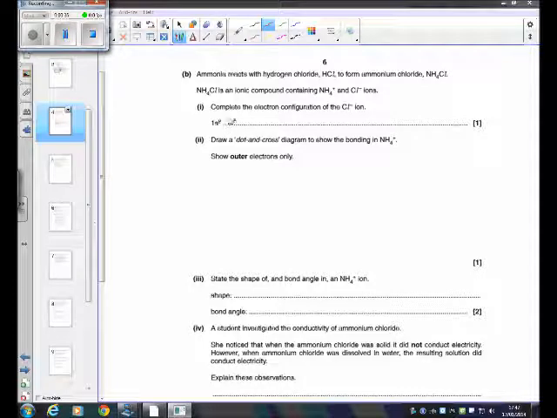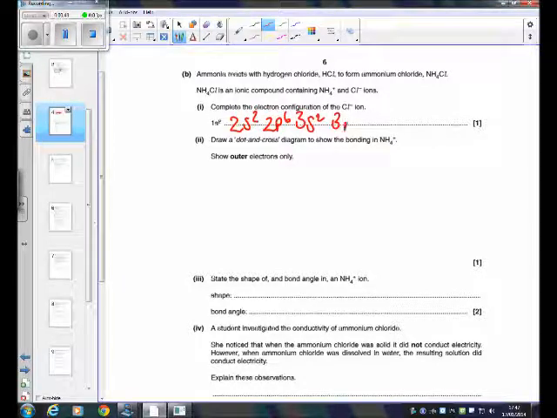So we've got 1s2, 2s2, remembering to write the numbers to the power, 2p6, 3s2, 3p6. Now if we total these numbers up, they equal 18, and then that would get you your 1 mark.